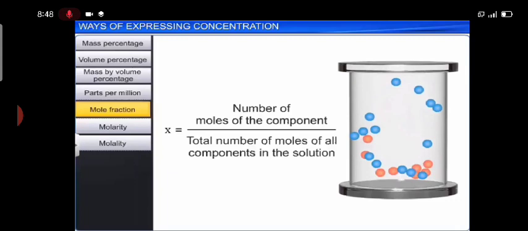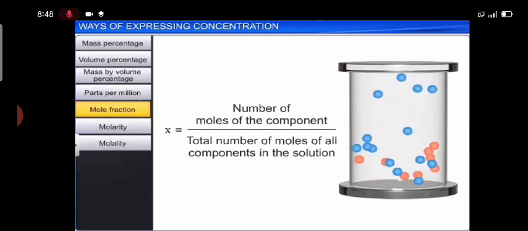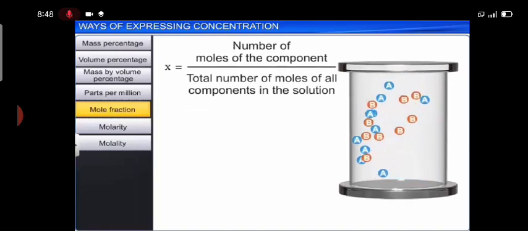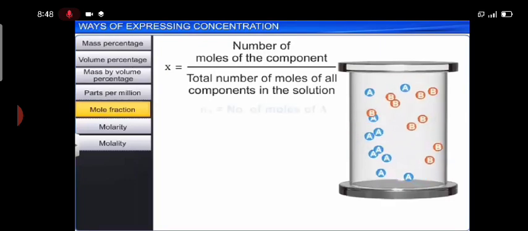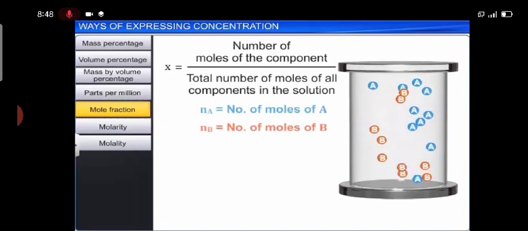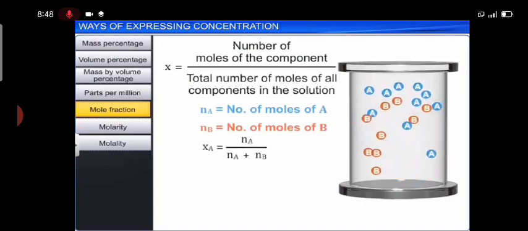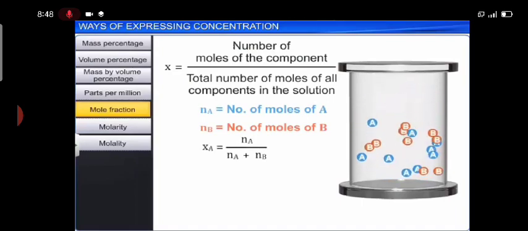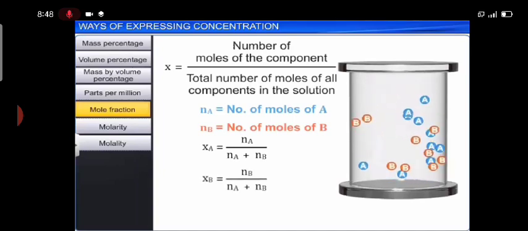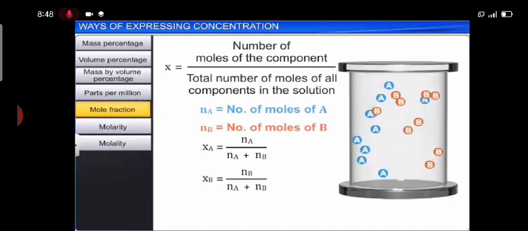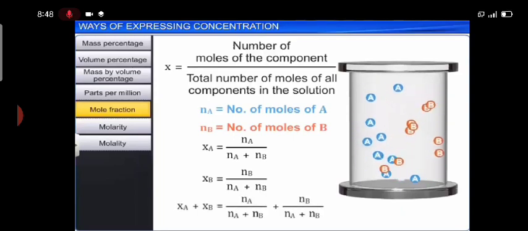For example, in a binary mixture, if the number of moles of A and B are Na and Nb, respectively, then the mole fraction of A, Xa, equals Na divided by Na plus Nb, and the mole fraction of B, Xb, equals Nb divided by Na plus Nb. It can be seen that the sum of the mole fractions of component A and component B is 1. That is, Xa plus Xb equals 1.